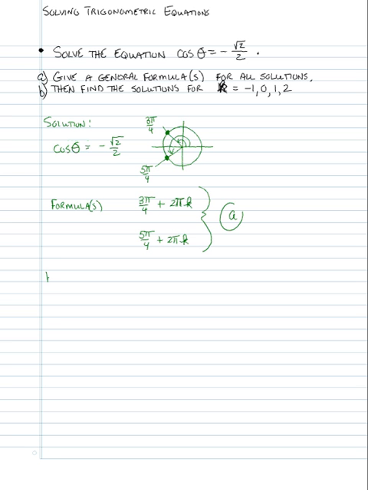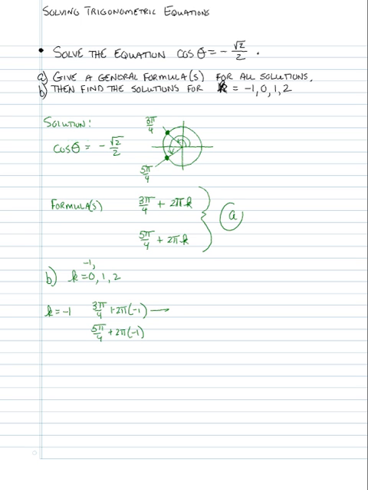Now, part B says let's consider these k values: k equals negative 1 first, then 0, 1, and 2. Here's the idea behind this. When k is negative 1, the first formula says 3 pi over 4 plus 2 pi times negative 1, and the second formula says 5 pi over 4 plus 2 pi times negative 1. That's just making k negative 1.